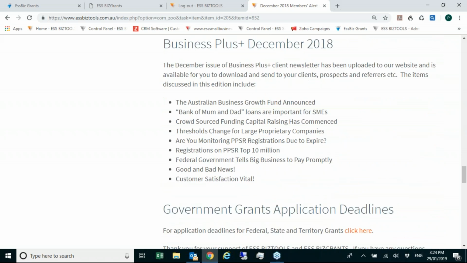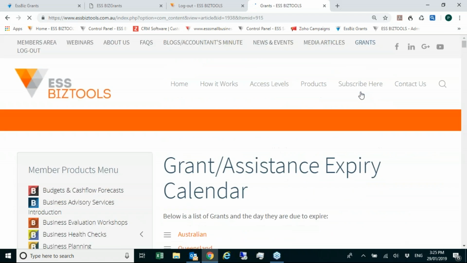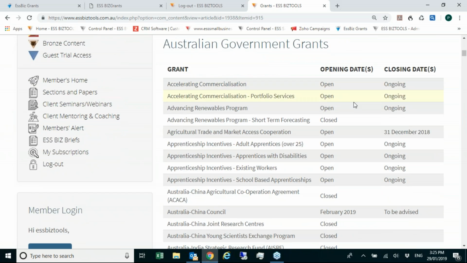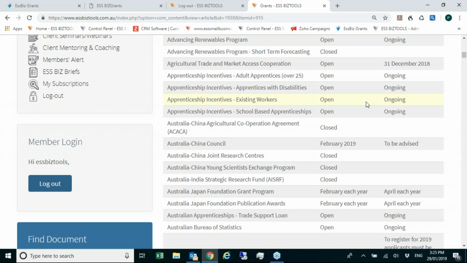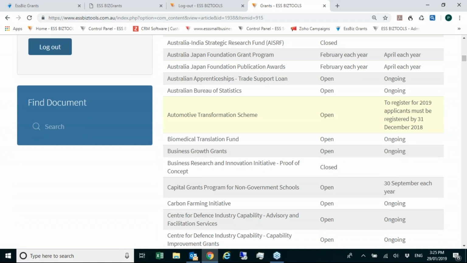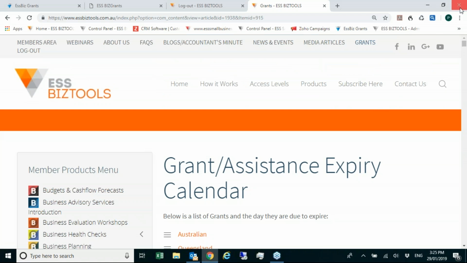We produce a newsletter each month, so we've told them what was in the December one. And we have government grant deadlines, which we produce each month. And our gold package includes a product package on government grants. And there's the expiry document there. So if you want to see the Australian one, there's various deadline dates that are listed to alert you, but each state is also listed. So that's the members alert.